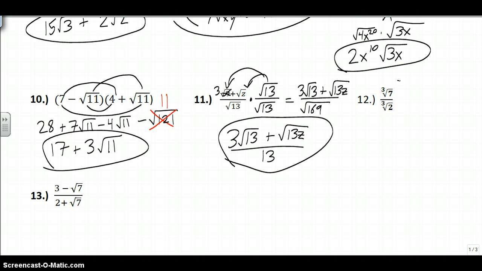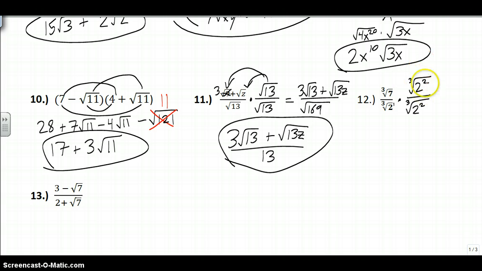Cubed root of 7 over the cubed root of 2. Again, rationalizing the denominator. Only this one's a cubed root, which means I need 3 of everything to get out. Currently, this is 2 to the 1st. So how many more 2's do I need? 2 more. 2 squared. Okay.